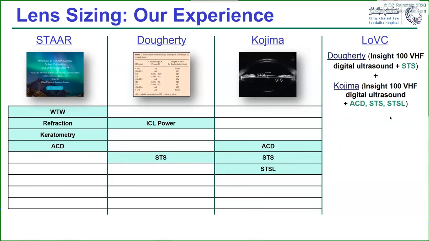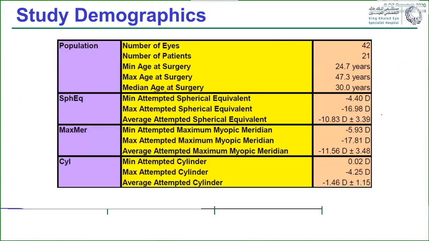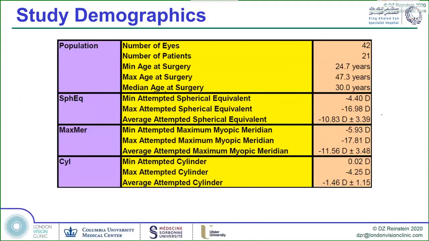And with these two formulas, we figured that we were going to get better results because we were using a higher accuracy ultrasound device. Okay, so that was our assumption. Now, what we did was we ran, this is from the time that we got our final commercially available Insight. And we started using the Insight to size our lenses.